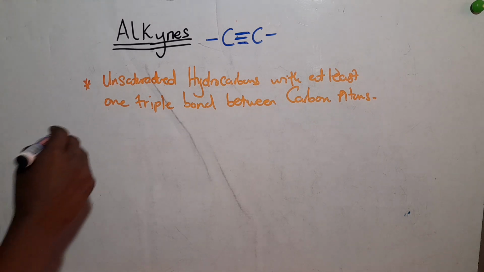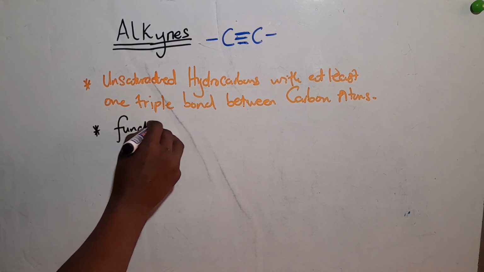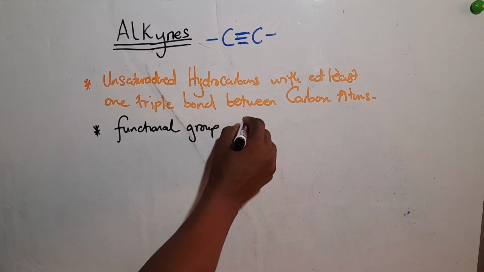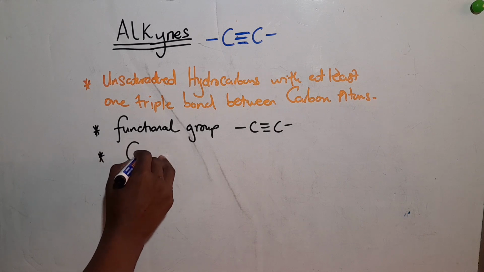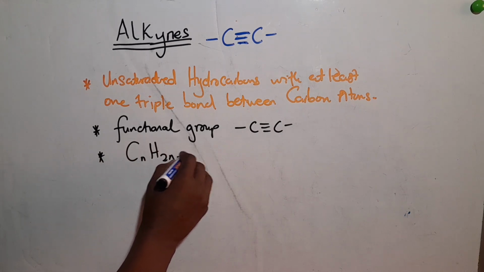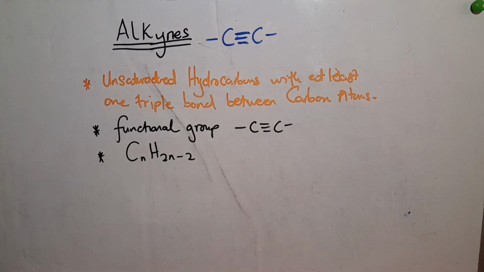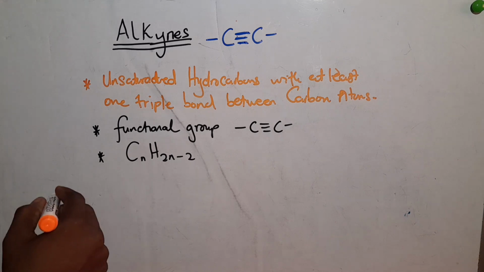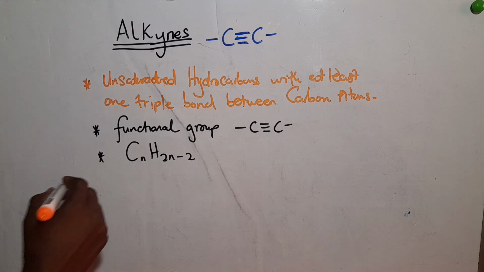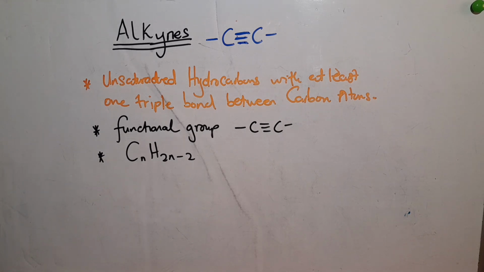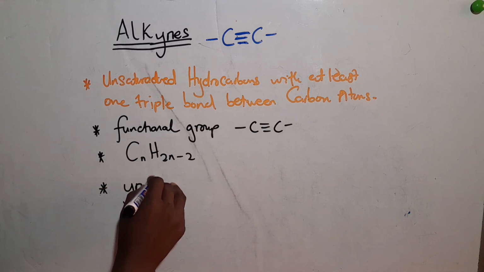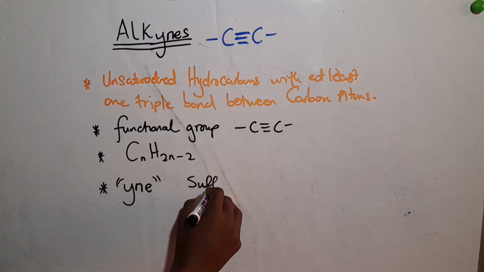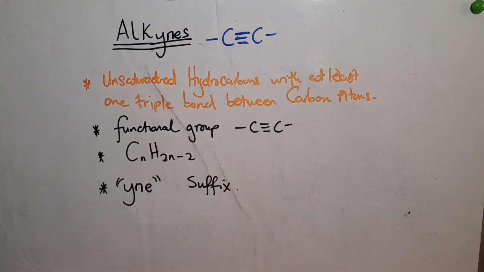So they are unsaturated, and the functional group is just the triple bond like that, right? And also the general formula is CnH2n-2. That's their general formula, right? So let's continue on alkynes, right? So what else do we have to know about alkynes? So also the suffix in their name now, unlike alkanes and alkenes. So now these alkynes, we have YNE. So this is the suffix of alkynes.